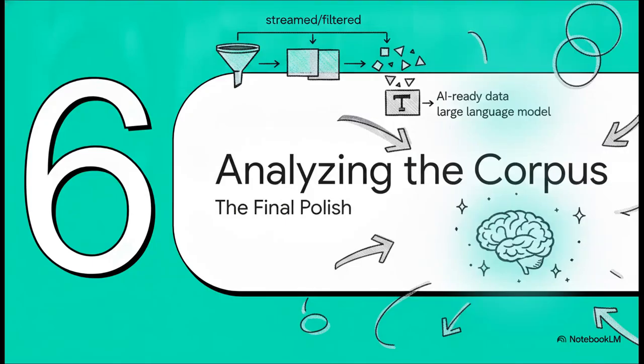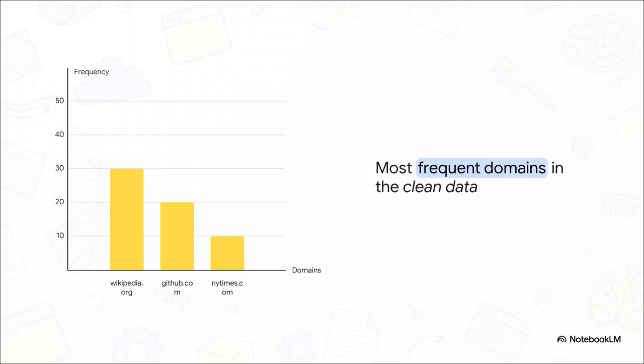Section 6. Analyzing the final corpus. The final polish. We've streamed, filtered, deduplicated, and tokenized. Now we get to step back and admire our clean data. And this brilliantly illustrates one of the best ways to understand it, looking at where it actually came from. By extracting the domain names from the URLs of our clean data, we can identify the most frequent domains. This reveals exactly which corners of the internet are providing the highest frequency of quality, usable data for our AI.